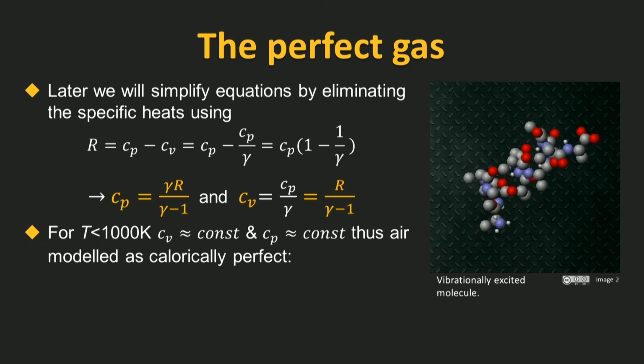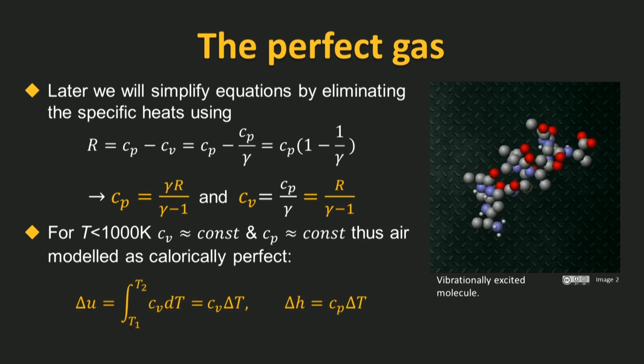Finally, I want to mention a further simplification we can make to our equations of state. For air at low temperatures, below 1000 Kelvin, the specific heats are approximately constant, and the gas can be modelled as calorically perfect. This means that the change in internal energy between two states is Cv times the change in temperature, and similarly delta H is equal to Cp delta T. Above 1000 Kelvin, the specific heats increase because the individual molecules that make up the gas begin to vibrate, as illustrated here for a molecule much larger than what you would typically find in air.